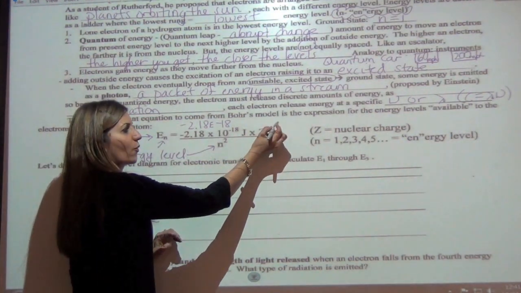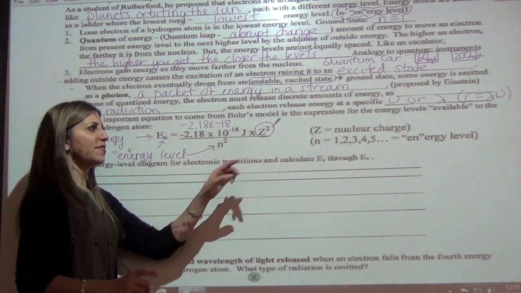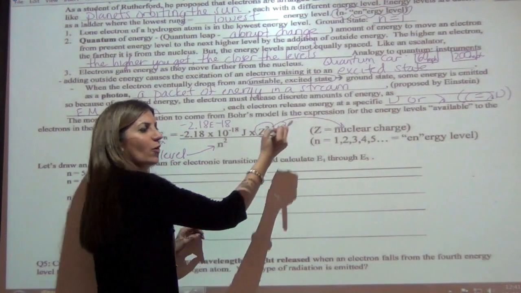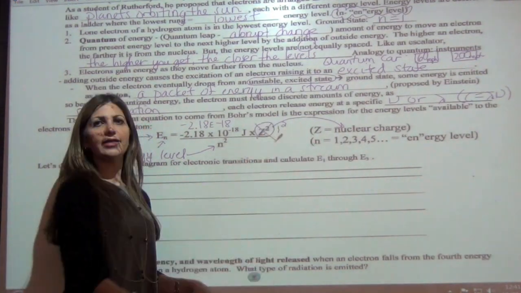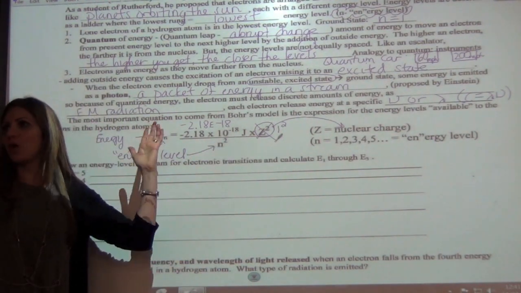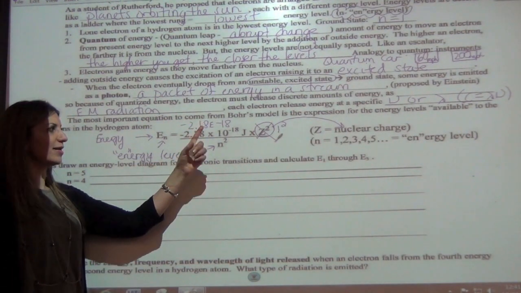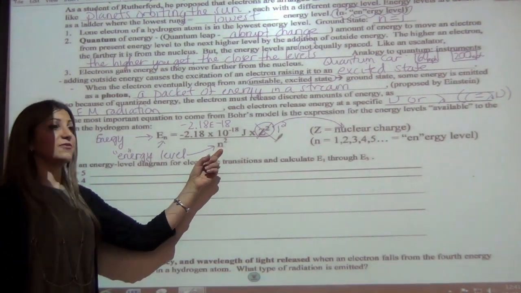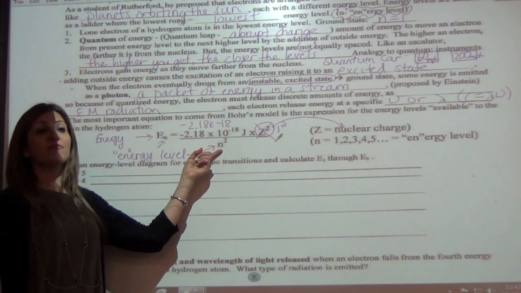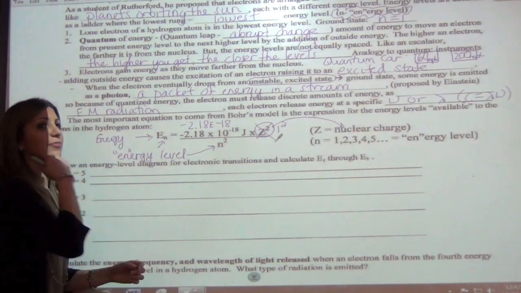Then there's this crazy Z squared business. But if we're only using this for hydrogen, then the nuclear charge is going to be 1. And what's 1 squared? 1. So we can actually ignore it. You don't have to worry about Z, because for hydrogen that's equal to 1. So what this equation really becomes is this number divided by some energy level squared. If it's 2 squared, that's 4, divided by 4. If it's 5 squared, 25, divided by 25. If it's 7 squared, you would divide by 49. So it's just that number squared.